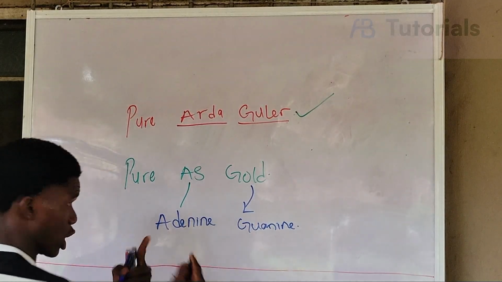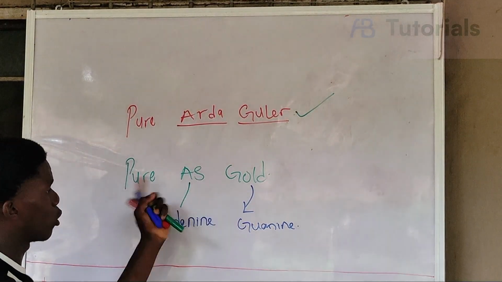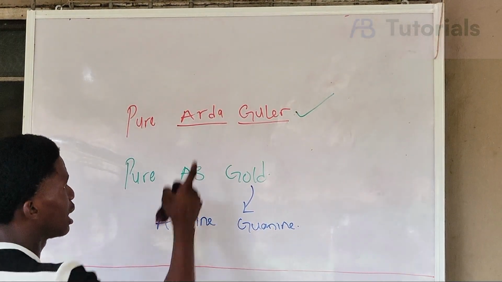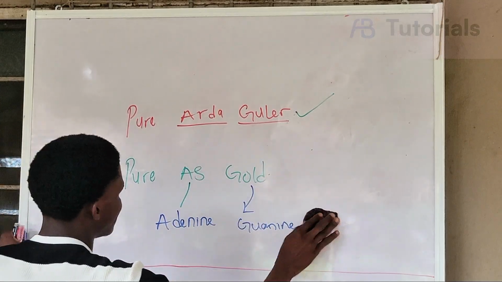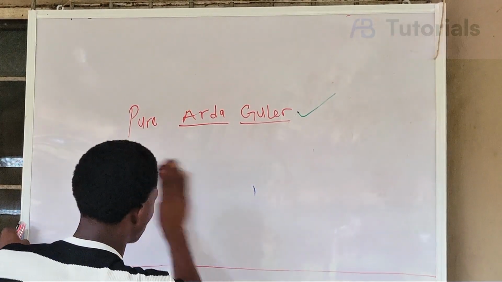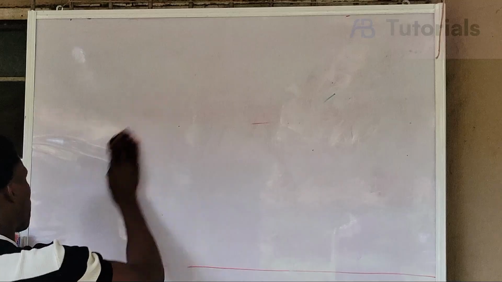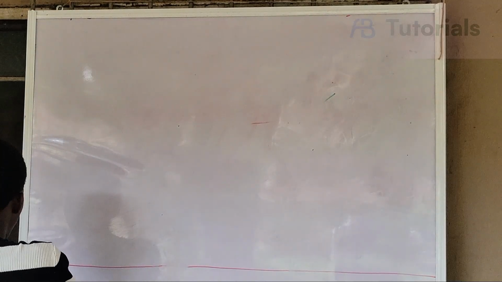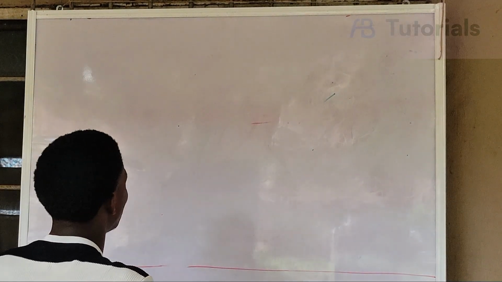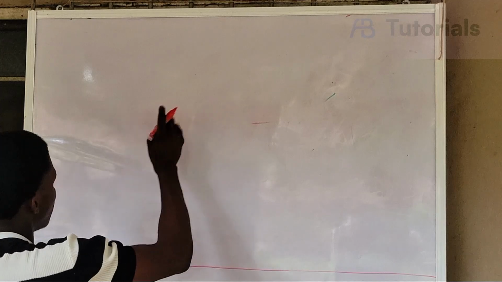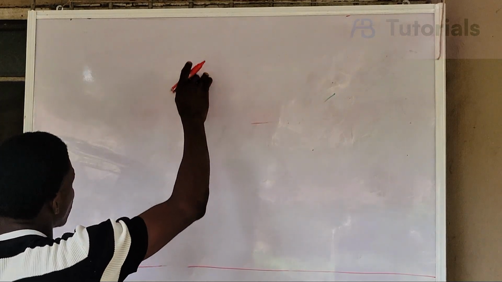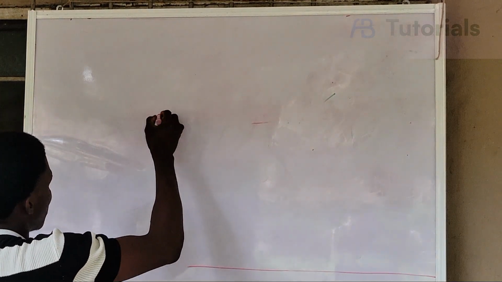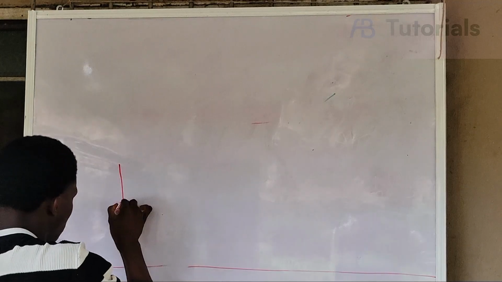For it to be pure, I hope you've written this down. Pure Adagula or pure as good. Adenine and guanine. Adenine and guanine. Okay. So from the word pure, the first thing that should come to your mind is that pure means it should undergo filtration. Probably I should have something like this.